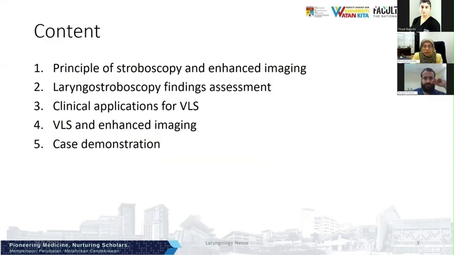So this is the content, just the outline of the lecture. I will talk a little bit on the principle of stroboscopy and enhanced imaging. And then how do we document and assess the findings of a stroboscopic examination, and what are the clinical applications? How can we use that in our clinical practice? Is it just a luxurious item, or is it a very pertinent instrument that is necessary in our clinic? And I have some case demonstrations to show.